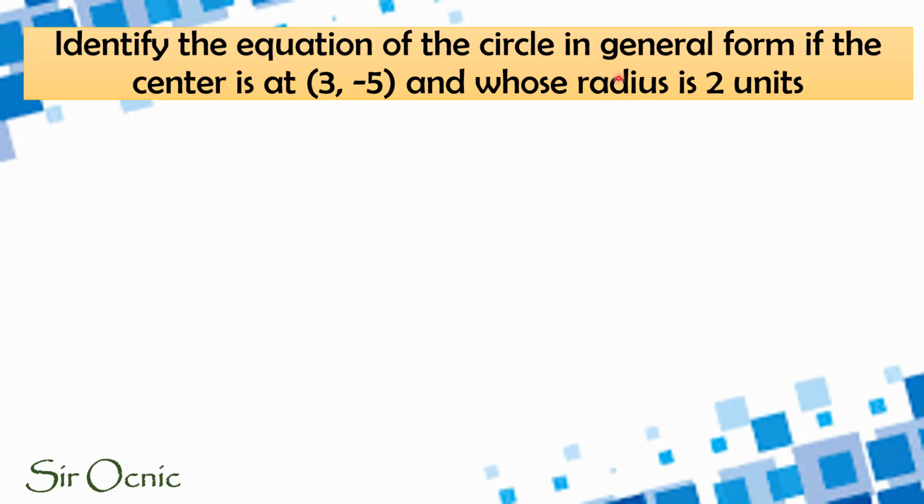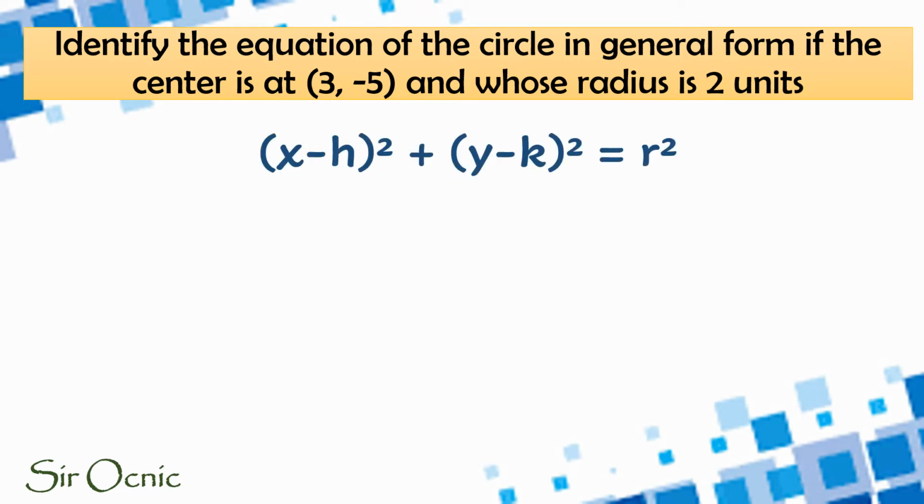Identify the equation of the circle in general form if the center is at (3, -5) and whose radius is 2 units. So the first thing to do is to identify the center radius form of the equation, since the coordinates of the center is given and the length of the radius is also given. So using (x - h)² + (y - k)² = r², the center radius form of the equation is (x - 3)² + (y + 5)² = 2². Now let us expand the two square of binomials.